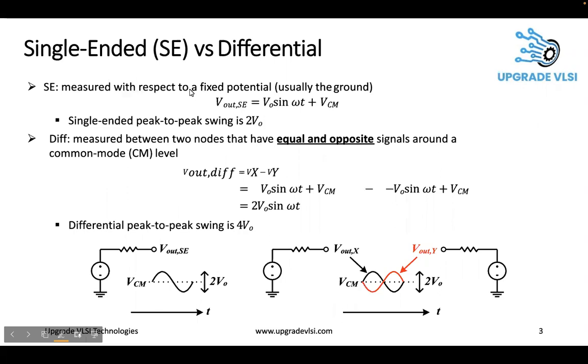Coming to single-ended and differential signals, here is the representation of the single-ended. Any signal that is measured with respect to some common mode voltage, which can be ground or some DC voltage, is called single-ended. In case of differential, we have two nodes, and both will vary equally and in opposite sign. It means when V out X increases, then V out Y is supposed to decrease. It should be equal and in opposite directions. This is the differential signal.